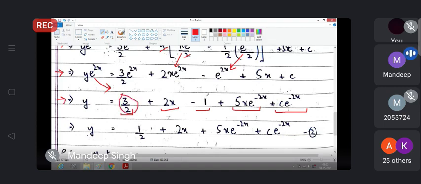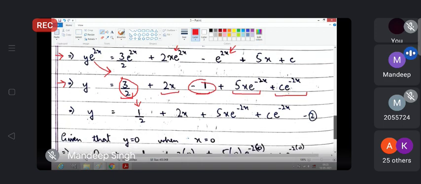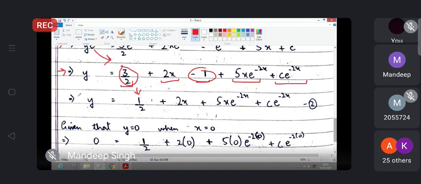Three by 2 minus 1 gives us half. So y is equal to half plus 2x plus 5x into e raised to the power minus 2x plus c into e raised to the power minus 2x, which is the required equation. Our solution has come.